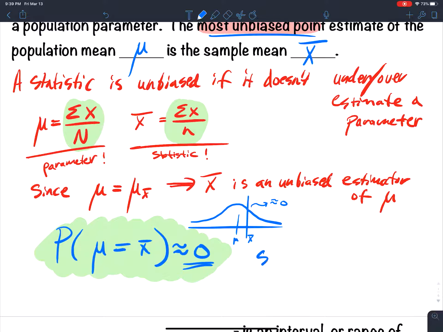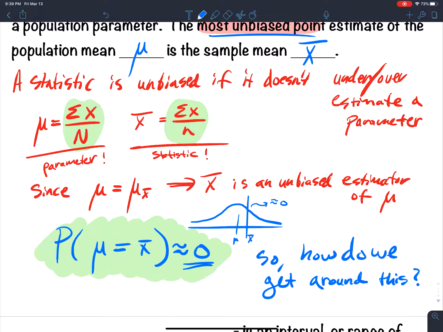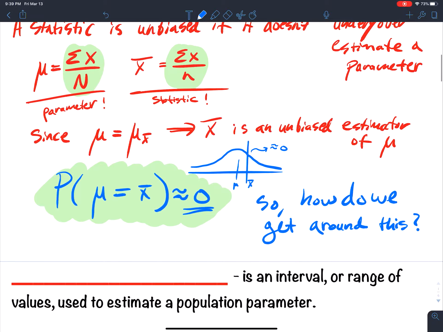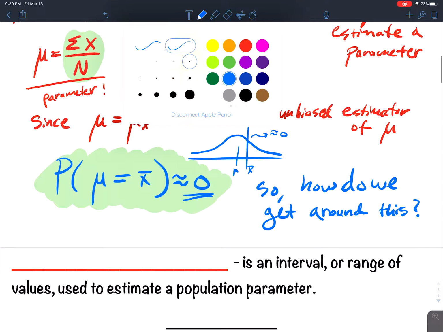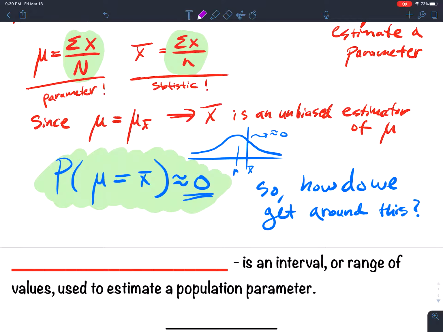Okay? So, how do we get around this? How do we get around it? Interval estimate. Interval estimate. This is how we're going to get around it.